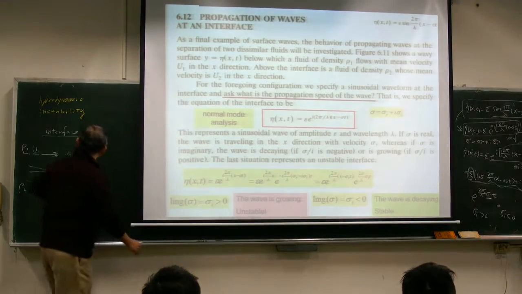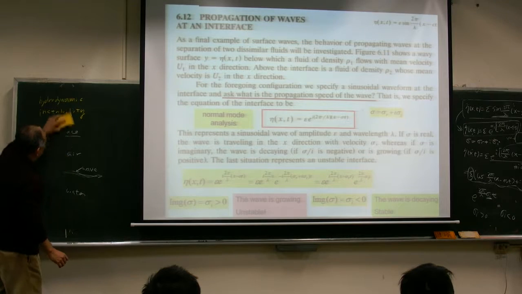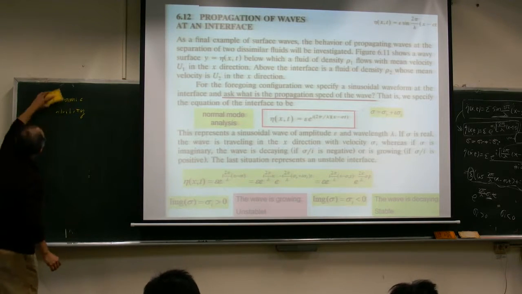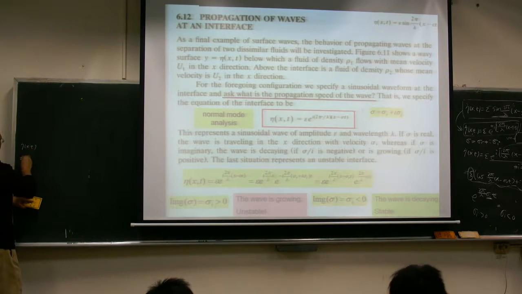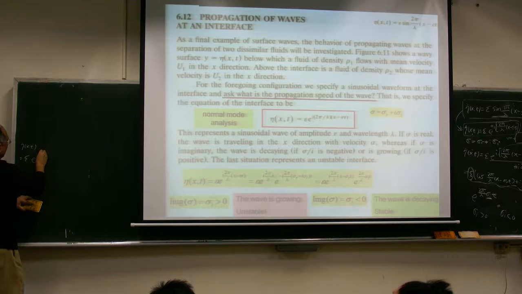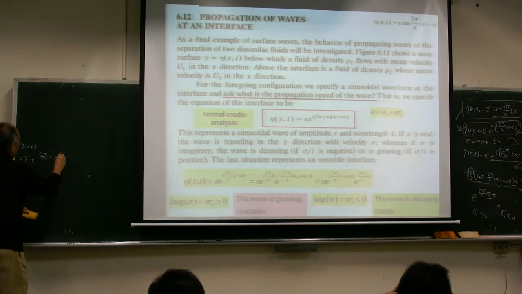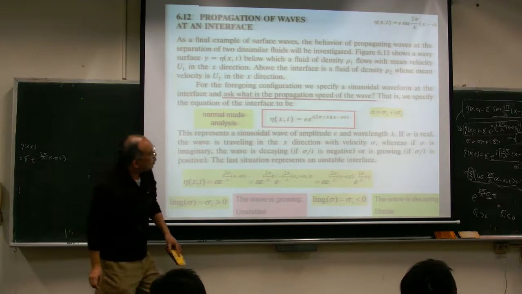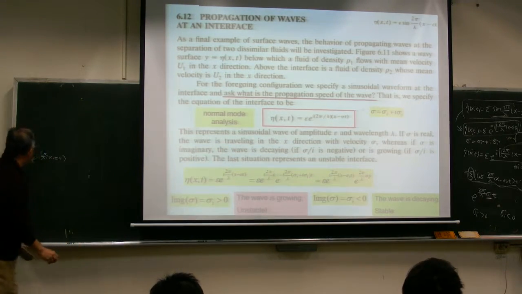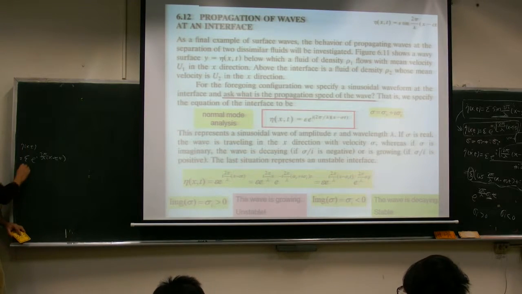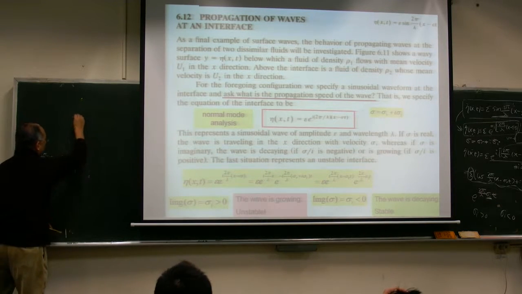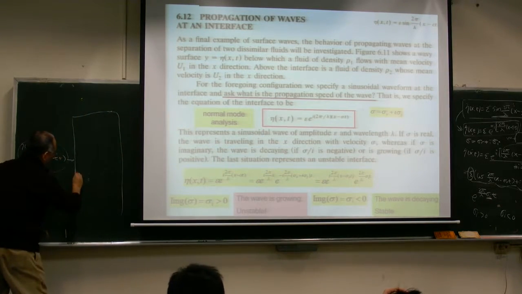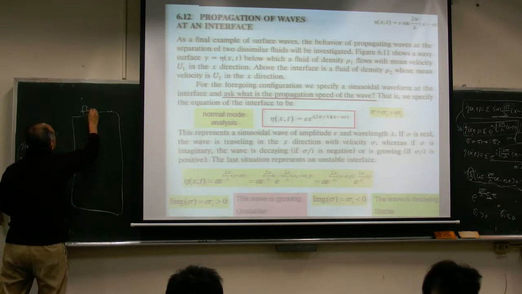So once you introduce this small perturbation, this is a very key concept. Once I introduce this, x t is equal to epsilon, e to the i 2 pi over lambda, x minus sigma t, something like that, if I remember correctly. Okay, into the flow system, right? So this is the small perturbation I introduced into a flow system. This is our flow system.